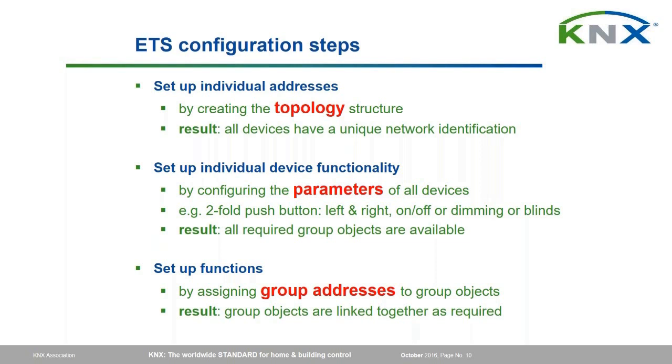Then after step 2, we can set up the actual functions, and we do that by assigning the group addresses to the group objects that we prepared, that we made available in step 2. And the result is that the group objects are linked together as required. So again, example dimming: in order to have a dimming function, you would need at least 2 links in order to have it properly working.